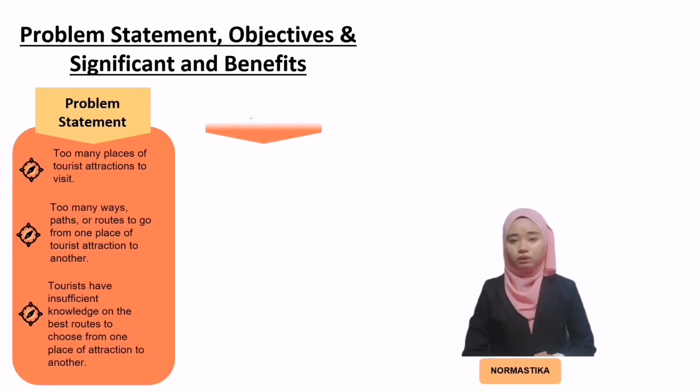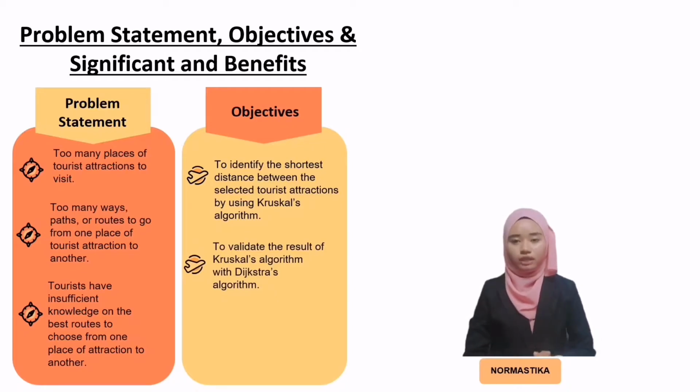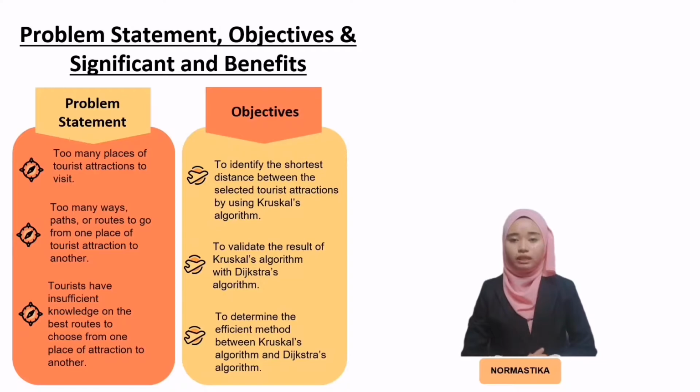Hence, three objectives were set. First, to identify the shortest distance between the selected tourist attractions by using Kruskal's algorithm. Second, to validate the result of Kruskal algorithm with Dijkstra algorithm. And the last one, to determine the efficient method between Kruskal algorithm and Dijkstra algorithm.